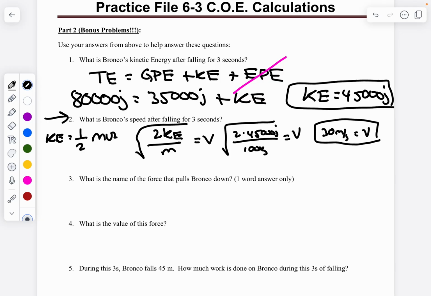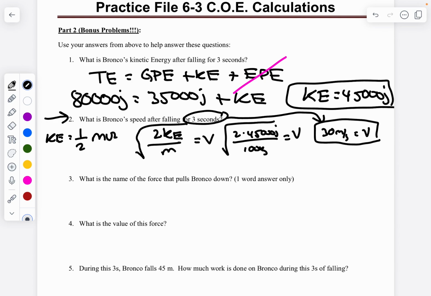By the way, if you think back to first semester, he's under the influence of gravity. Every second he speeds up by 10 meters per second. He's fallen for 3 seconds. It should be obvious that he should be going 30 meters per second. Makes perfect sense. All right.